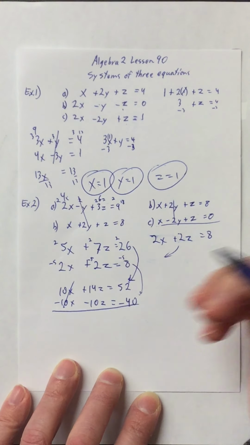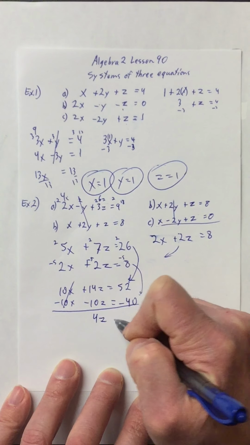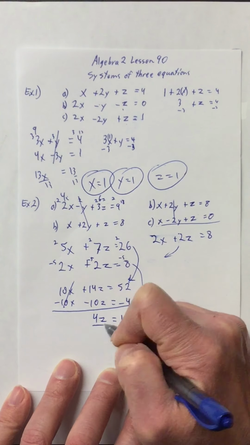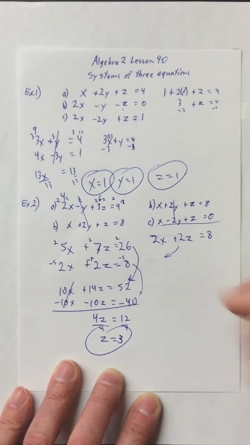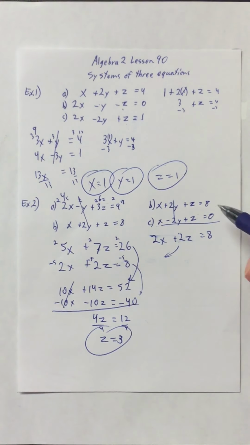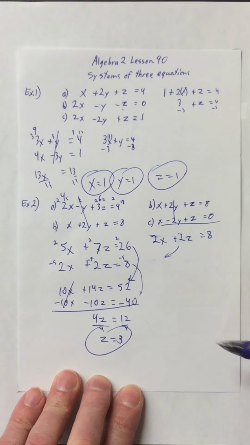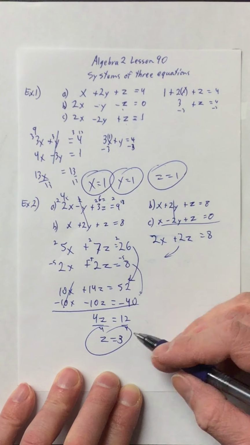Now when I add them together, my x's cancel. I get 4z is equal to 12. Divide by 4, divide by 4. It looks like z is equal to 3. So I got an answer for this problem: z is equal to 3.